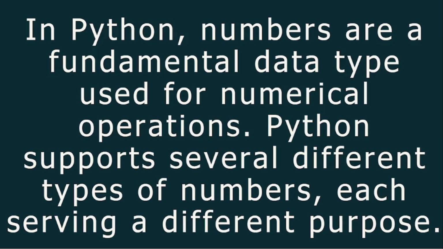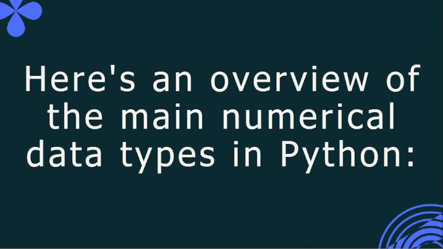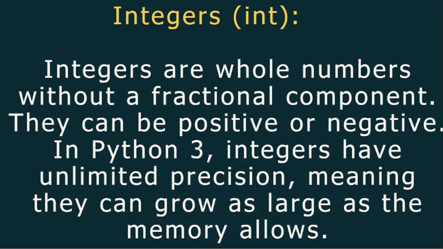Python numbers are fundamental data types used for numerical operations. Python supports several different data types of numbers, each serving a different purpose. In Python, numbers are divided into three main types, which are integers, floating point numbers, and complex numbers. Each of these types is used for different purposes. Let's break them down.